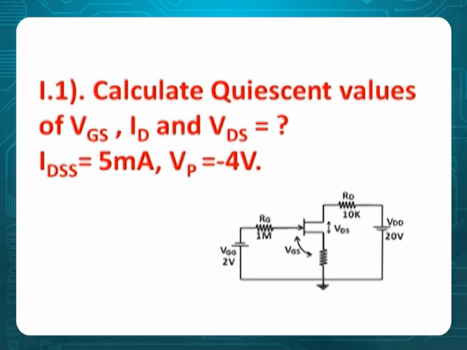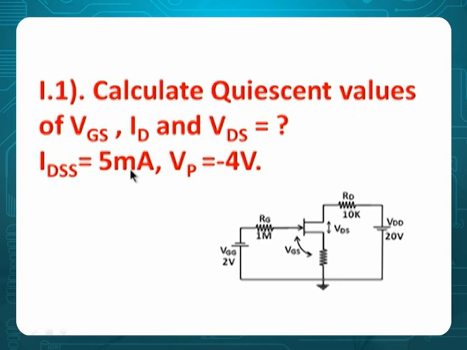Problem 1, for illustration. Calculate quiescent values of VGS, ID and VDS. All the quiescent values we have to calculate. Please remember, quiescent means it can be any DC value. Quiescent point means VDS and ID, so don't confuse. Quiescent point is different. Only it is VDS and ID. If it is quiescent, it can be any value.